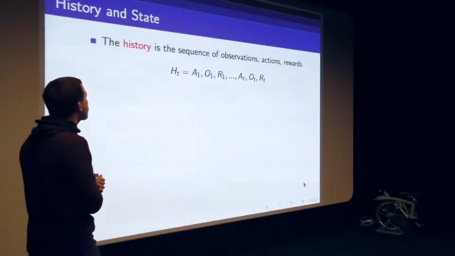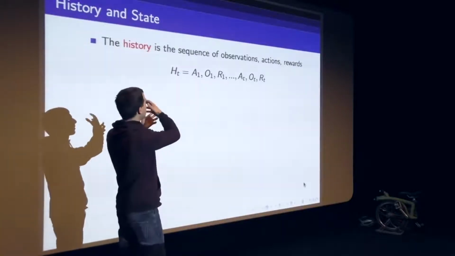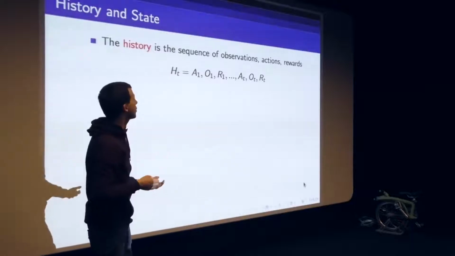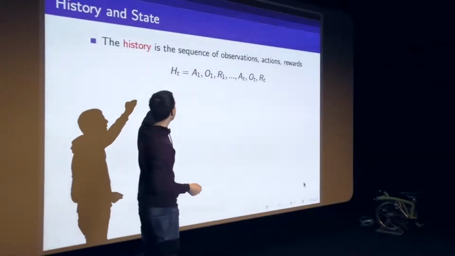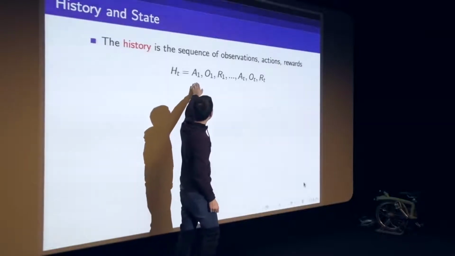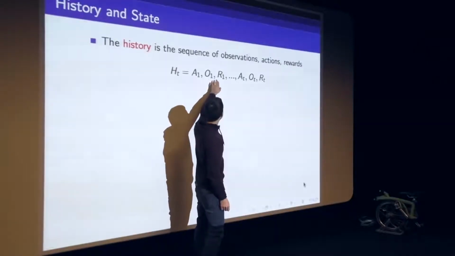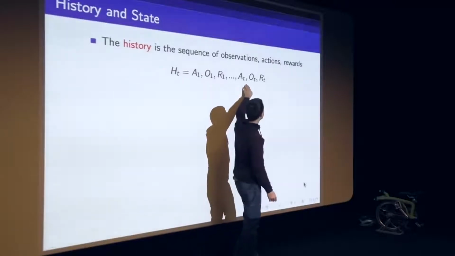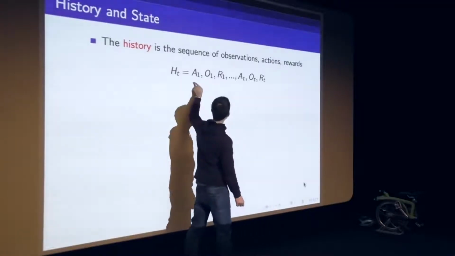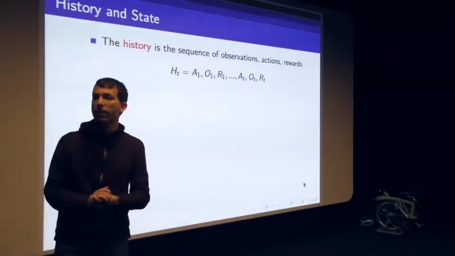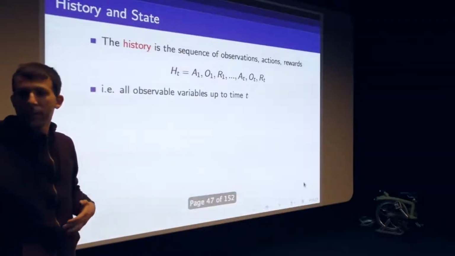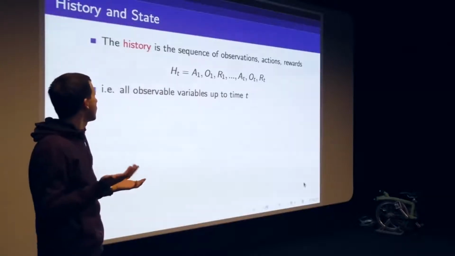Okay. So this stream of experience that comes in, this sequence of observations, actions, rewards, we call it the history. So the history is what the agent has seen so far. So each step it takes its action, sees an observation, sees a reward, all the way up to the current time step t. And the history, ht, is basically the sequence of everything it's seen so far. And in some sense, this is all the observable variables.